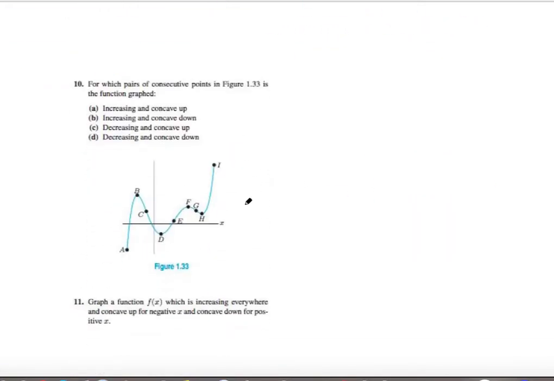Now, moving on to number 10. For which pairs of consecutive points is the function increasing concave up, increasing concave down, decreasing concave up, and decreasing concave down? Well, let's just look at consecutive points, and then we'll just label them. So I'll have a column for A. Actually, we'll do this as a column for lowercase a, a column for lowercase b, a column for lowercase c, and a column for lowercase d.